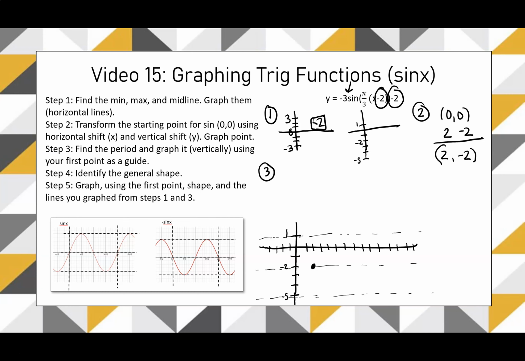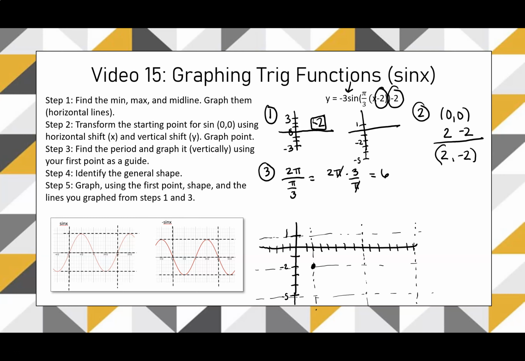Step 3, I need to find the period. So that's going to be 2 pi divided by, in this case, pi over 3, which is equal to 2 pi times 3 over pi. Pi's cancel, and I'm left with 6. So I'm going to put my dotted line down here, and I'm going to count over 6. 1, 2, 3, 4, 5, 6. I might go one more. 1, 2, 3, 4, 5, 6. Look, I did that perfectly. What are the odds? I could go to the left 6 as well, but I only need 2 periods, so I'm going to call that good.